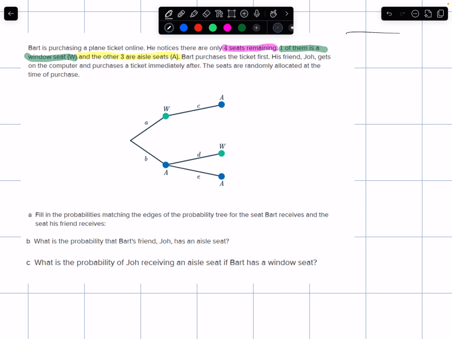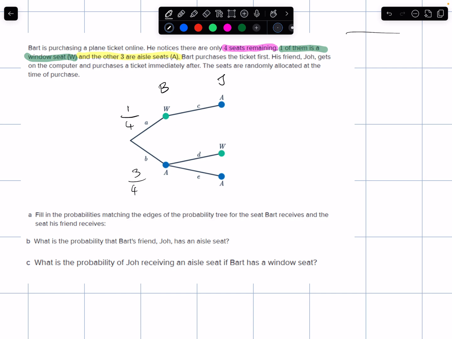We're going to say this part here is Bart, and this part here is Josh. What is the probability initially that Bart chooses a window seat? He's the first one choosing. We know there are 4 seats in total, one of them is a window seat, and 3 are aisle seats.